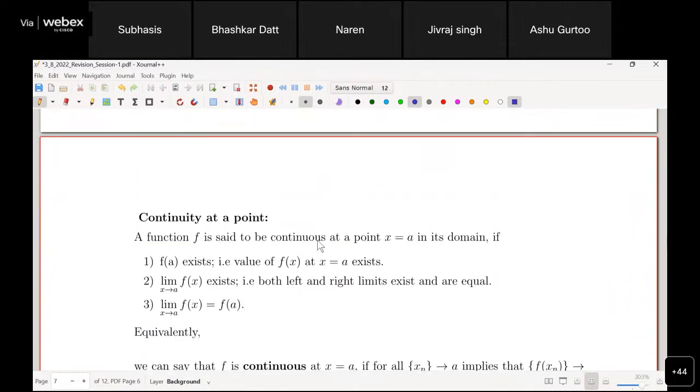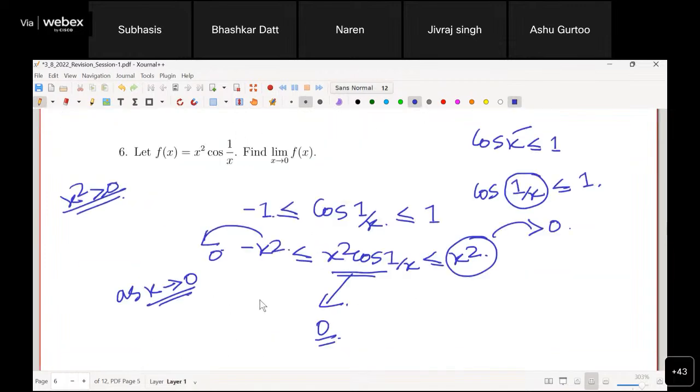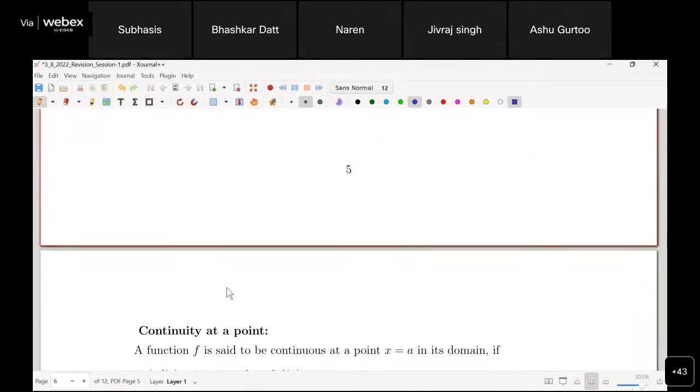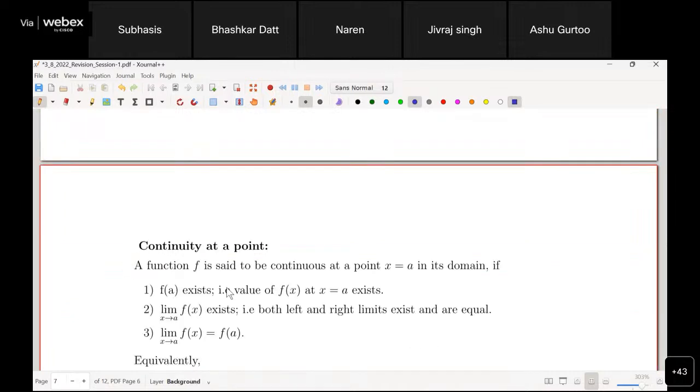Since we have already discussed limits, continuity is more or less the same thing. For continuity, you just need one thing extra. Once you know how to check the limit, for continuity you just need one thing extra.